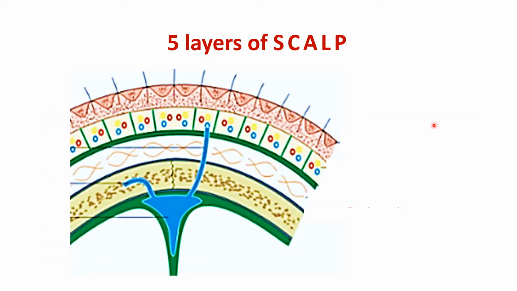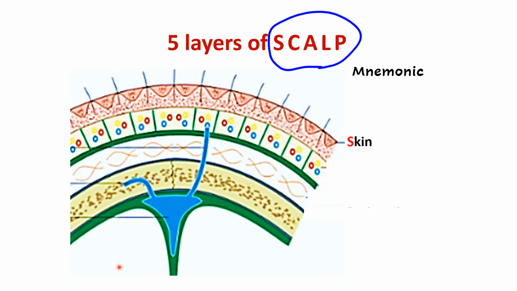So let us begin with the layers of the scalp. Now to remember the layers of the scalp, the mnemonic is itself the word scalp. If we look at this, scalp has got 5 letters. Each letter stands for one of the layers of the scalp. So in this slide, we will just see what are the 5 layers, and these are, so the superficial most layer, that will be obviously skin. So we can see here, this is the skin.